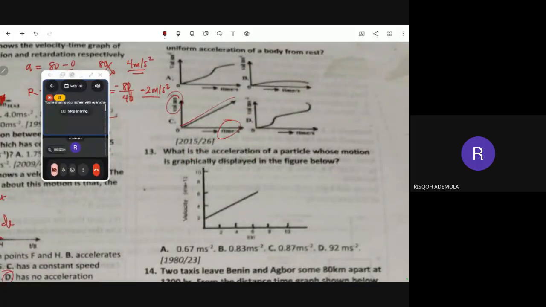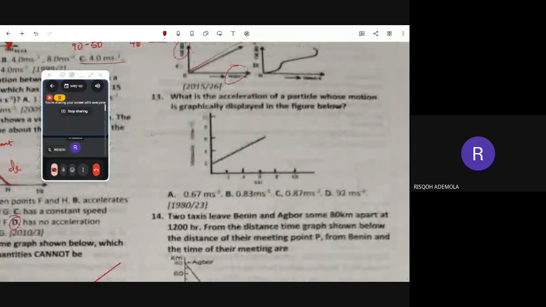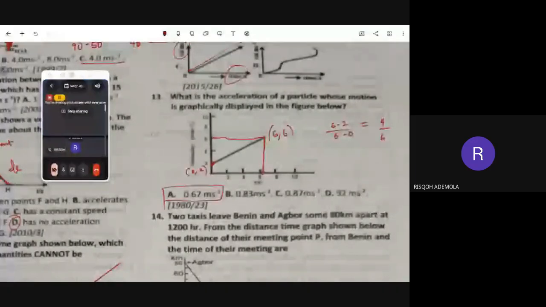What is the acceleration of a particle whose motion is graphically displayed in the figure below? Now, look at the start point here. This point here is 0. Take the nearest point. So 2 minus 6 over 3, that's 0.67. Option A. Do you understand how I did it?